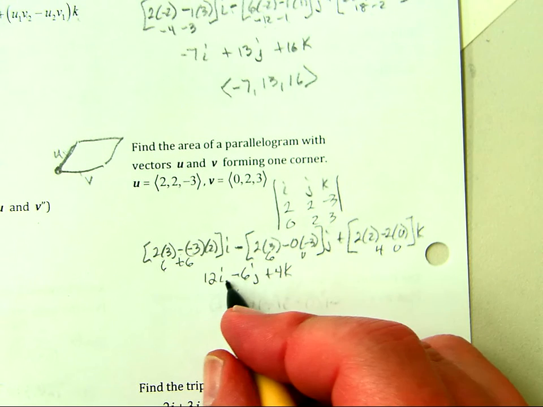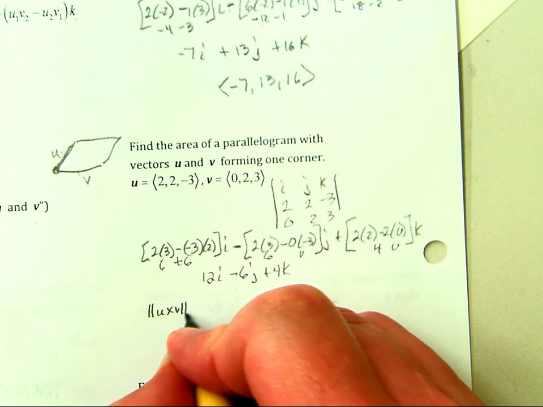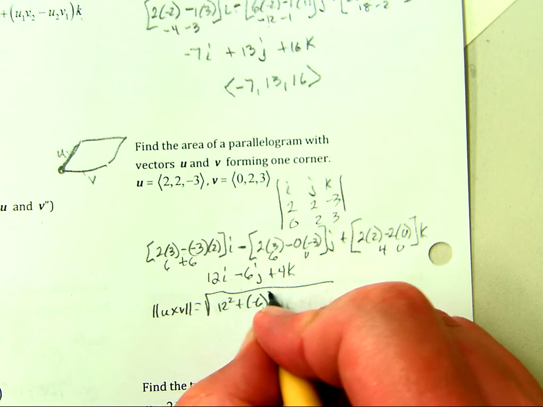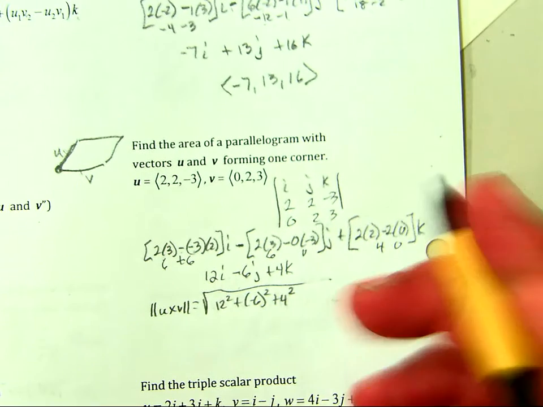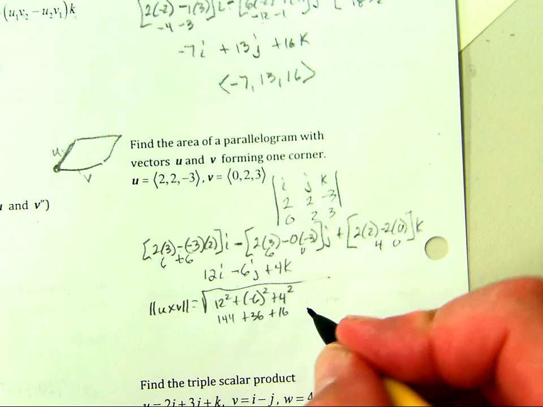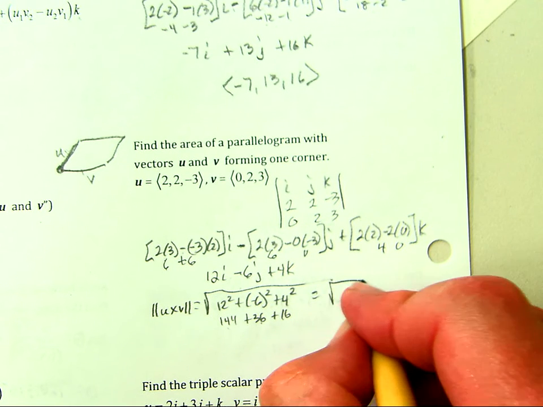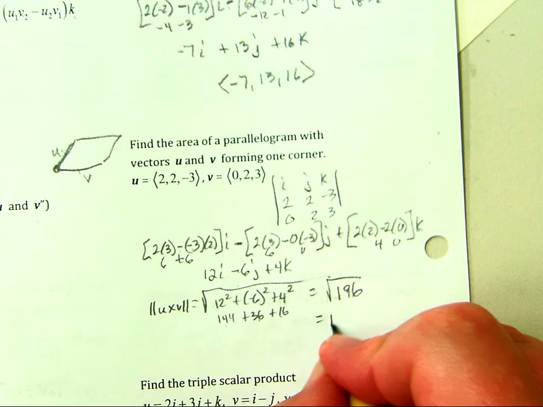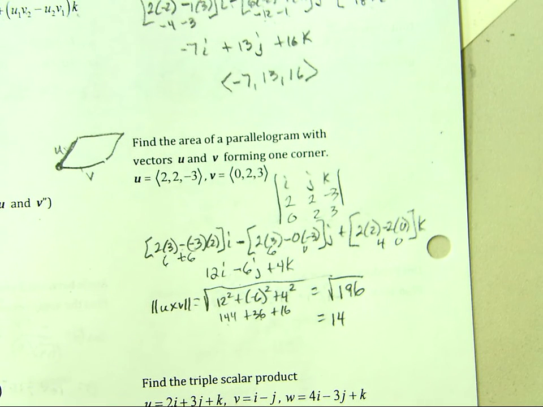Now we want the magnitude of that. So remember, for our magnitude, we take the square root of 12 squared plus negative 6 squared plus 4 squared. So that'd be 144 plus 36 plus 16. So that would be 180 plus 16, the square root of 196, which actually turns out to be 14. So here, the area of that parallelogram is 14.